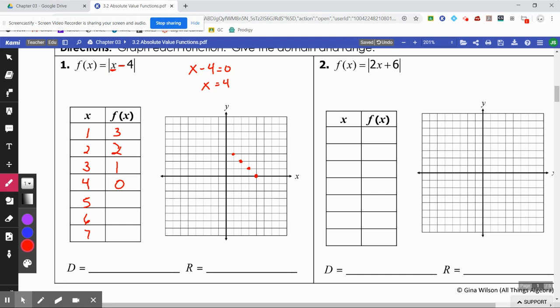So we kind of already know what's going to happen if this is my vertex. And let's confirm it. When I plug in 5, 5 minus 4 is 1. The absolute value of that is also 1.